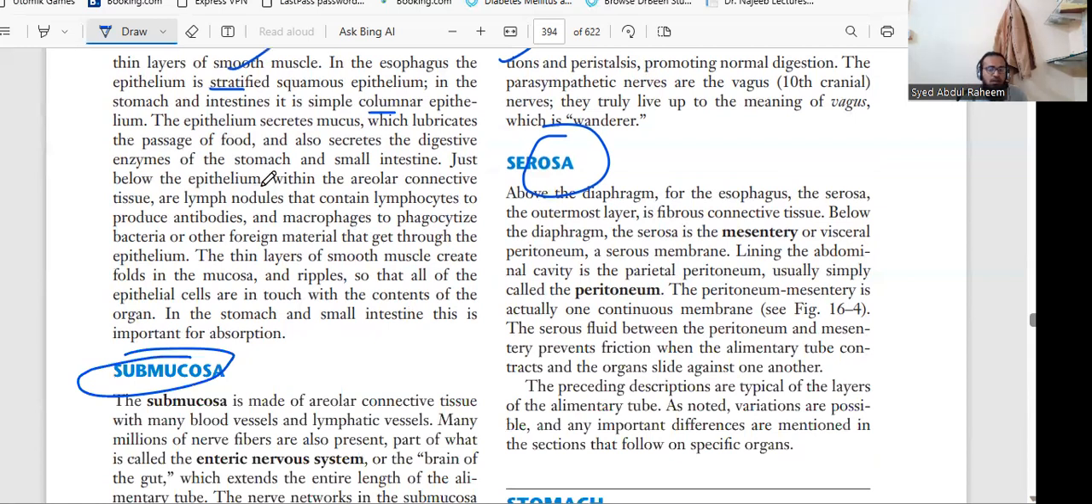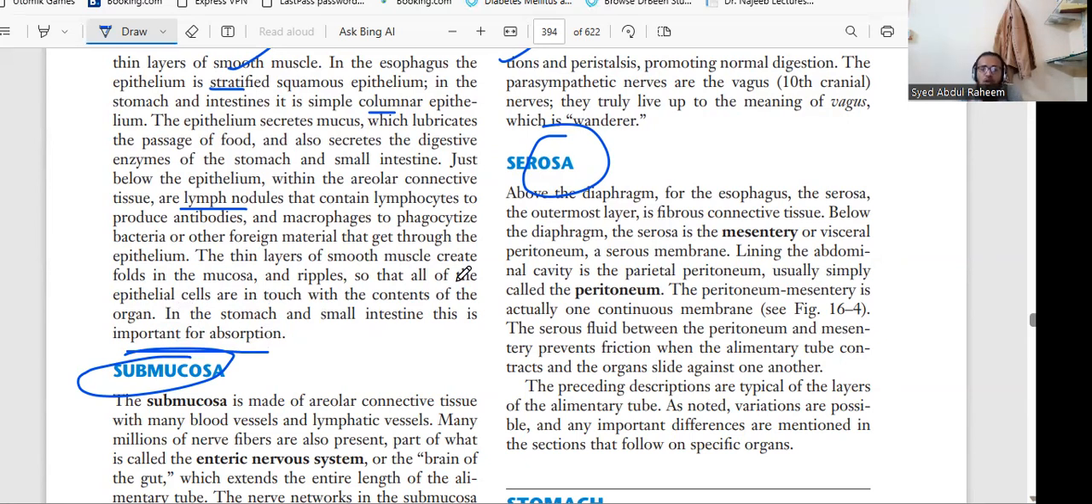Just below the epithelium, within the areolar connective tissue, are lymph nodes that contain lymphocytes to produce antibodies, and macrophages to phagocytize bacteria or other foreign material that gets through the epithelium. The thin layer of smooth muscle creates folds and ripples in the mucosa so that all of the epithelial cells are in touch with the contents of the organ. In the stomach and small intestine, this is important for absorption. So here we have epithelium.